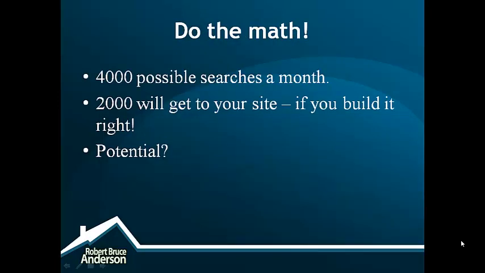4,000 possible searches a month. Build your website right. It's obviously going to be like an octopus. You've got to do it with WordPress. It's got to be keyword orientated. It's got to have all of that. You've got to have a Blogger account, a LinkedIn, a Facebook, a YouTube. You've got to be on Twitter. You've got to have the whole system built.